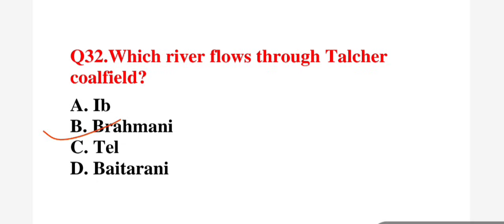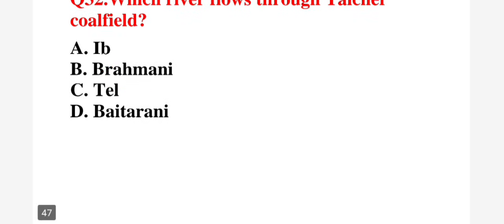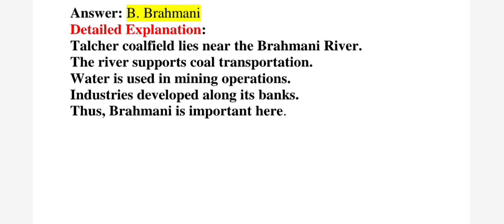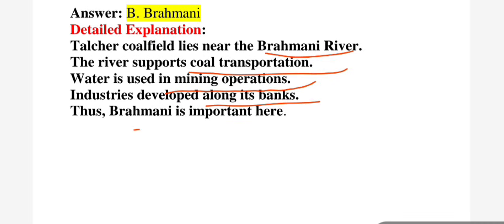Talcher coalfield lies near the Brahmani River, and the river supports coal transportation. Water is used in mining operations, and industrial development occurs along its banks. Thus, Brahmani plays a vital role, and it is important for the Talcher coalfield. So this is all about today's session.